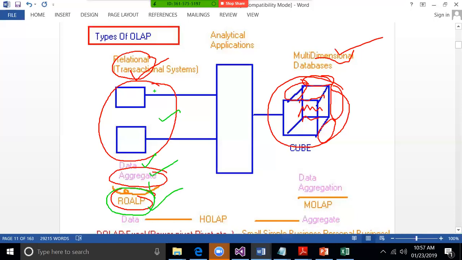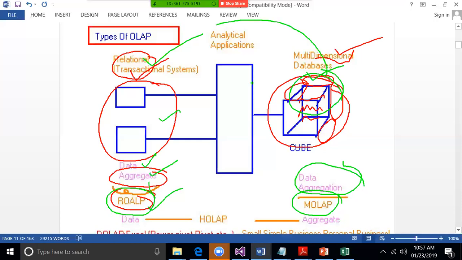Whereas if you move the data into a cube area regularly, either daily or weekly, and there you perform aggregates for your reporting or analysis, that is called multidimensional analysis. But some companies keep data in this area only, due to budget and other reasons, and only aggregates here. That combination is called hybrid OLAP, HOLAP. So relational area, you are keeping data and aggregates. Multidimensional area, data and aggregates. Combined, you are doing hybrid.